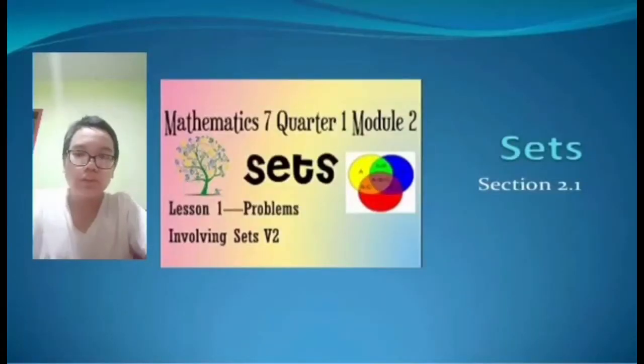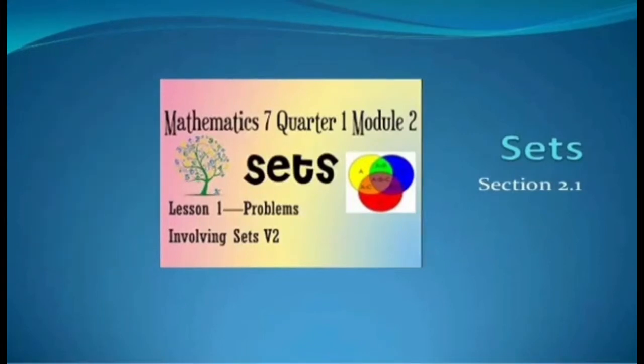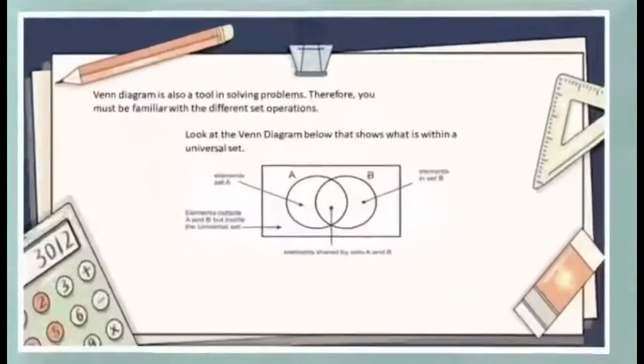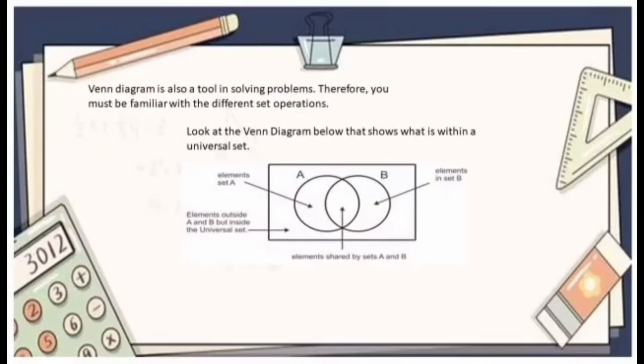Welcome to our tutorial video about problem solving involving sets by the use of Venn diagrams. Venn diagrams are graphical or pictorial representations of the relationship between different groups of things. It gives a logical representation of the groups or sets. A Venn diagram is also a tool in solving problems. Therefore, you must be familiar with the different set operations. Look at the Venn diagram below that shows what is within a universal set.